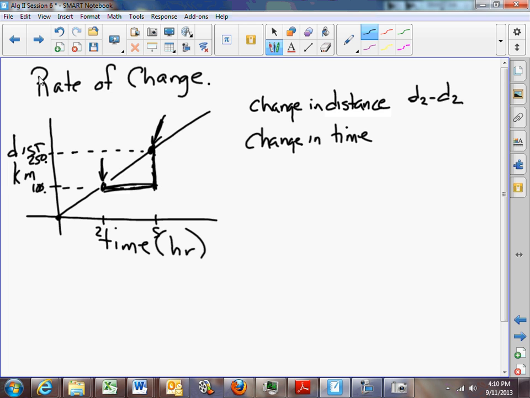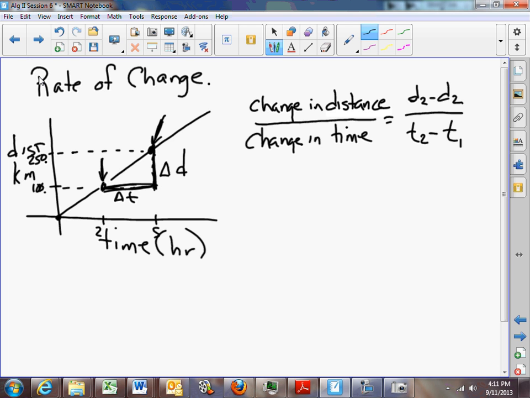Now, ordinarily we'll use a small triangle. That's really the small Greek letter delta to represent change in. So delta d would be this vertical part of the triangle here, and delta t, change in time, would be this horizontal part here, and the change in time would be the second time minus the first time. Well, the rate of change then would be what we get when we divide the change in distance by the change in time.